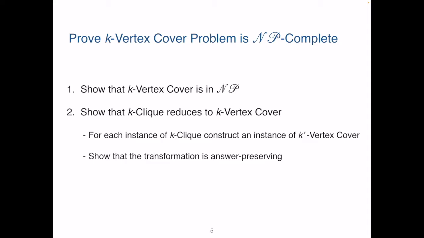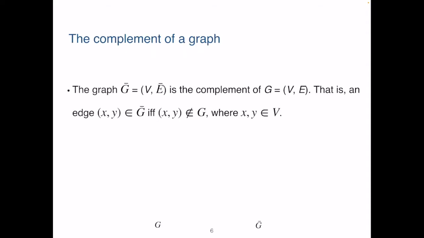Second step, we will show that a known NP-complete problem, k-clique, reduces to k-vertex cover. We transform each input instance of k-clique to an input instance of k-vertex cover and show that such a transformation is answer preserving. That is, if the answer to k-vertex cover is yes, then the answer to k-clique is also yes, and vice versa. We need one more definition before we talk about the transformation, the complement of a graph.